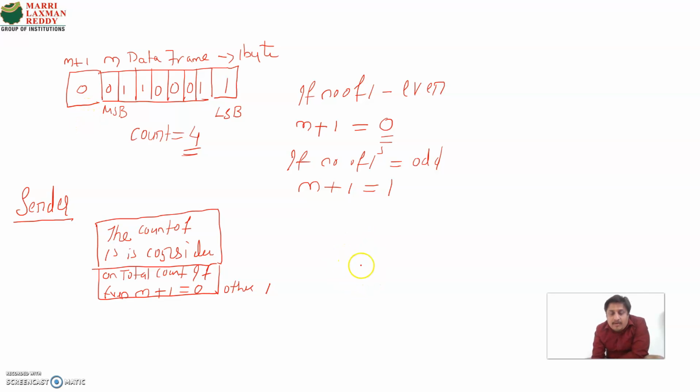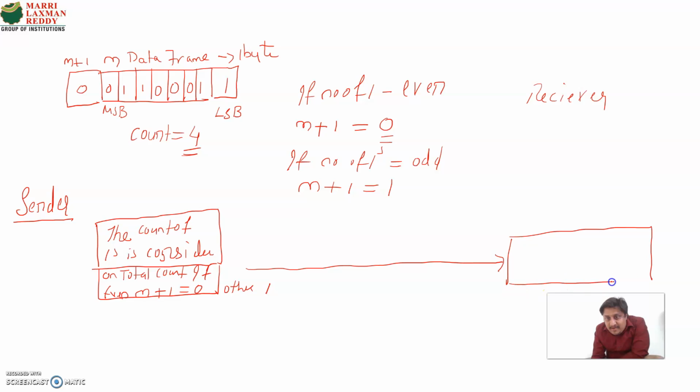So at the receiver, what will happen? Let me take the receiver end. The receiver will accept this particular data frame, which has not only the data frame but, along with it, a single parity bit. In my example, the single parity bit is 0. So it will accept and proceed towards the condition loop.